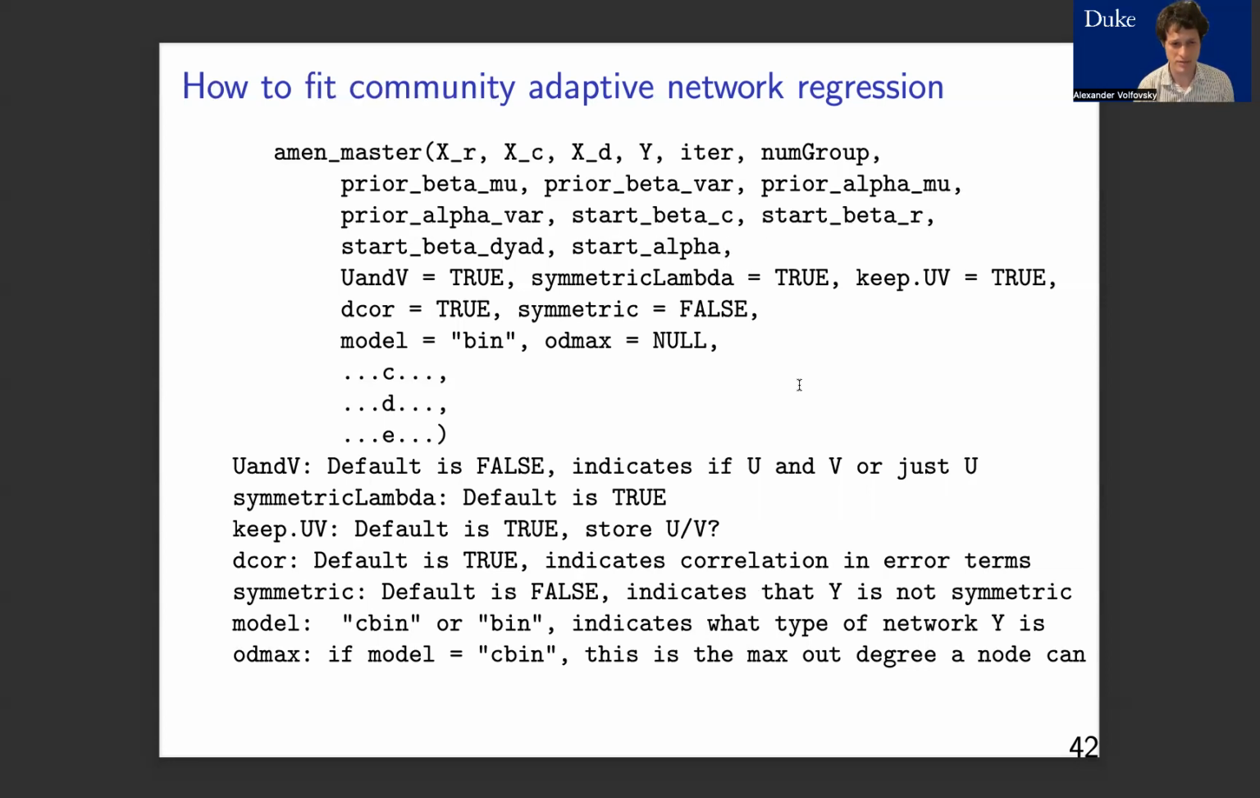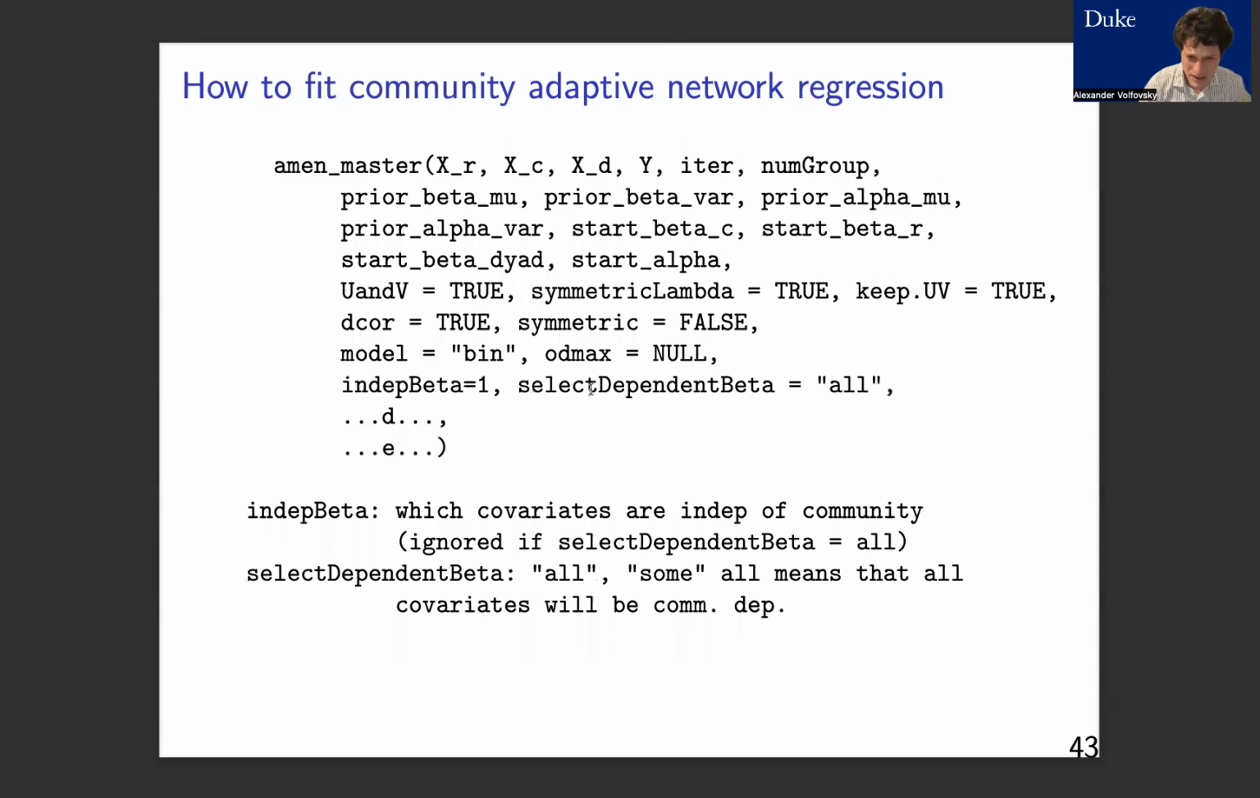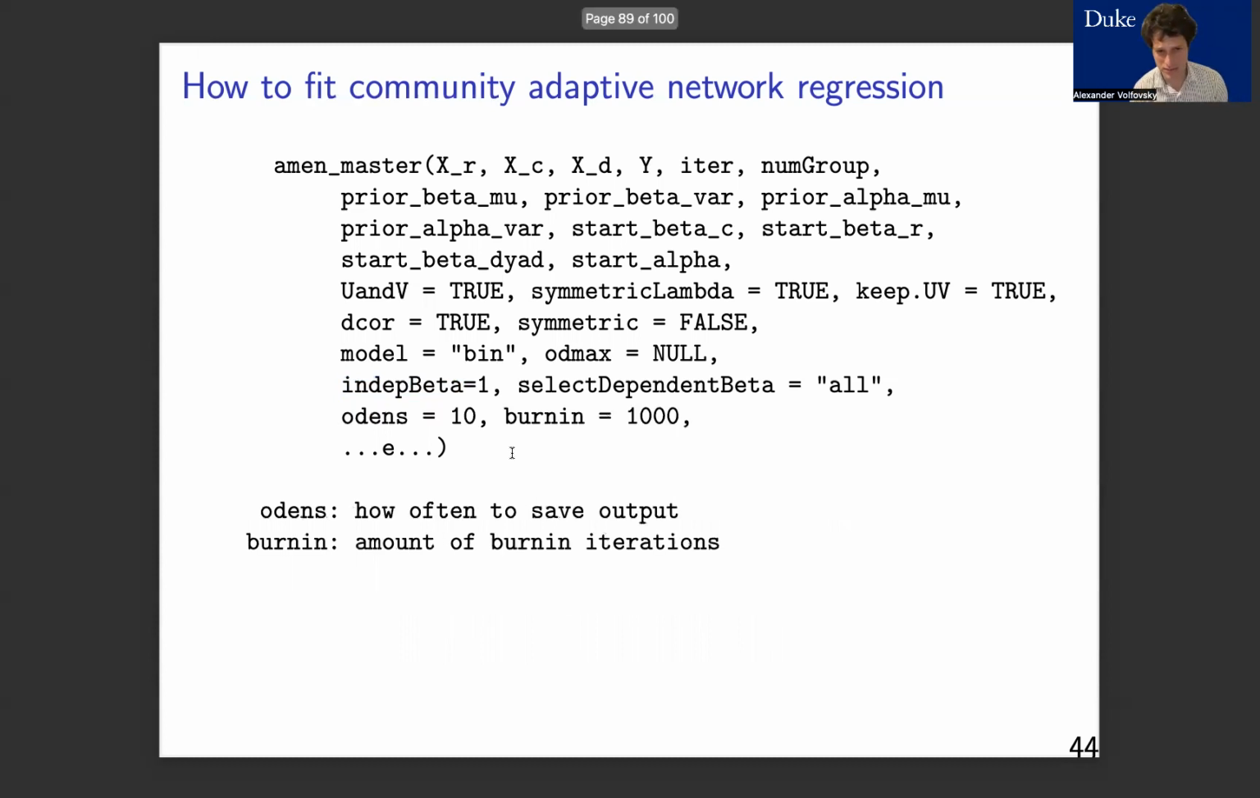The last few things: we can specify whether or not we're interested in learning all possible covariates to be dependent on the community structure, or not all of them. If you don't select all and instead choose some, then you need to specify which ones need to be independent. One is obviously the overall mean. These are new things to push through. This is just some information about what you want to keep track of and how much burn-in to do.